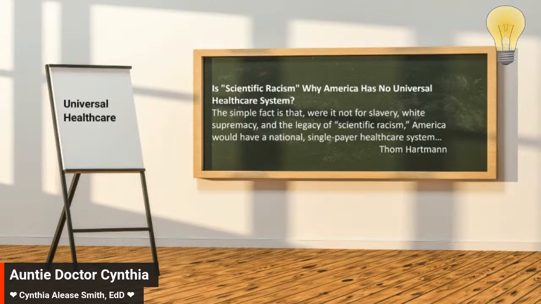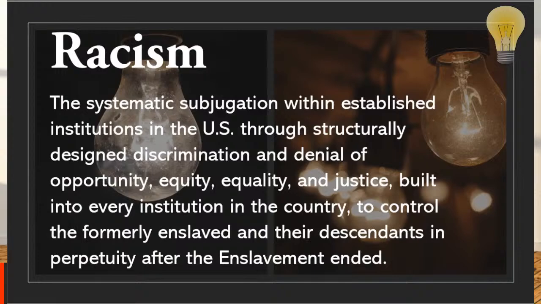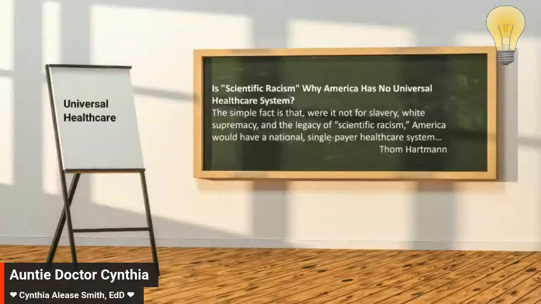What did I say racism was? What is racism? The systematic subjugation within established institutions in the U.S. through structurally designed discrimination and denial of opportunity, equity, equality, and justice built into every institution in the country to control the formerly enslaved and their descendants in perpetuity after the enslavement ended.